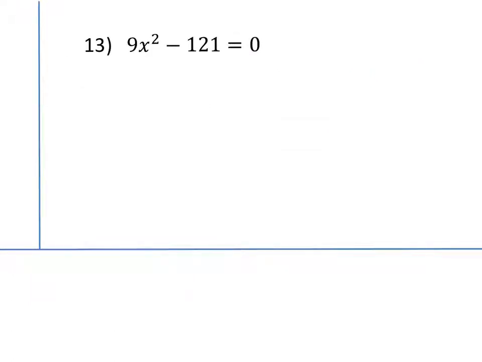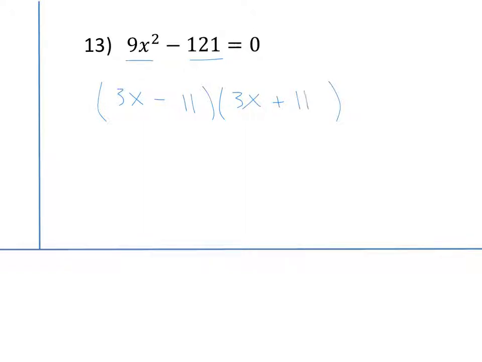Okay, number 13 also falls under the same learning target of factoring and solving special products. And it's still under the directions of solve, so I need to go ahead and factor and then set my factors equal to 0. And 13 is actually a difference of squares because I can take the square root of my first term and my last term. So I'm going to draw two binomials, and the only difference is one will be a subtraction sign, one will be an addition sign. And the square root of 9x squared is 3x. The square root of 121 is 11.